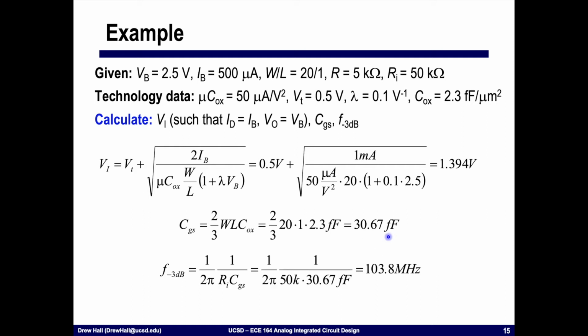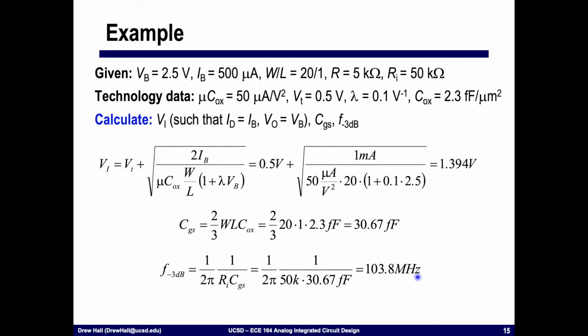All right, lastly, if I wanted to calculate the bandwidth of the circuit, I can use the equation that we derived on the previous slide, that the 3dB bandwidth is 1/2 pi times 1 over the input impedance times CGS. Plugging in numbers, I get that this circuit has a bandwidth of about 103.8 megahertz.